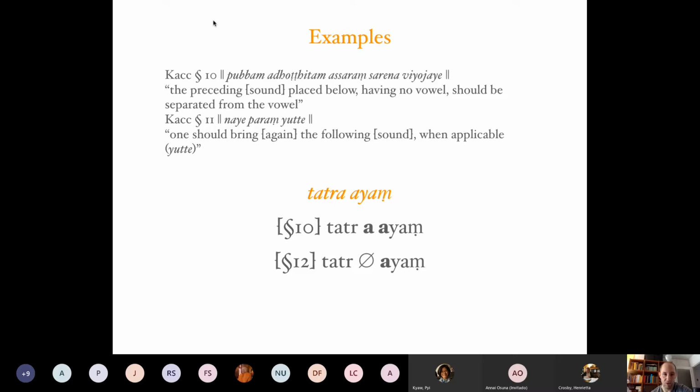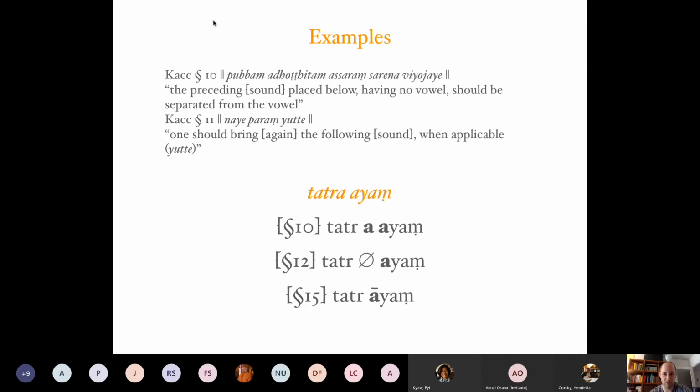Now we apply the operation, the rule that we have seen last day: sara, sare, lopam. So before a vowel, it is elided. So the first A is elided according to Kaccāyana 12, if you remember. Otherwise, you can check last day's session.